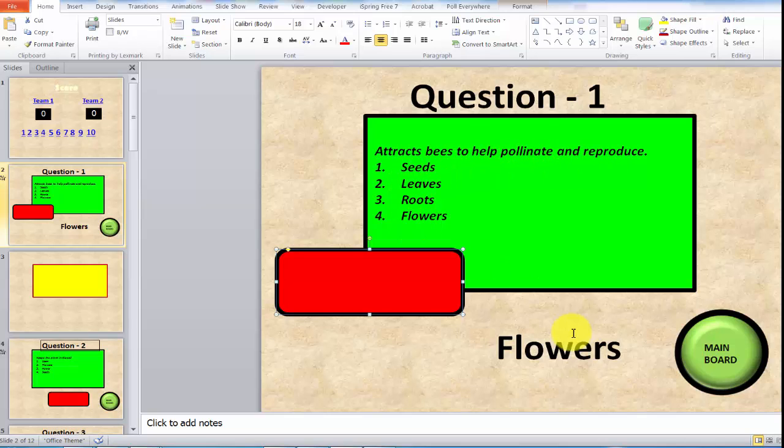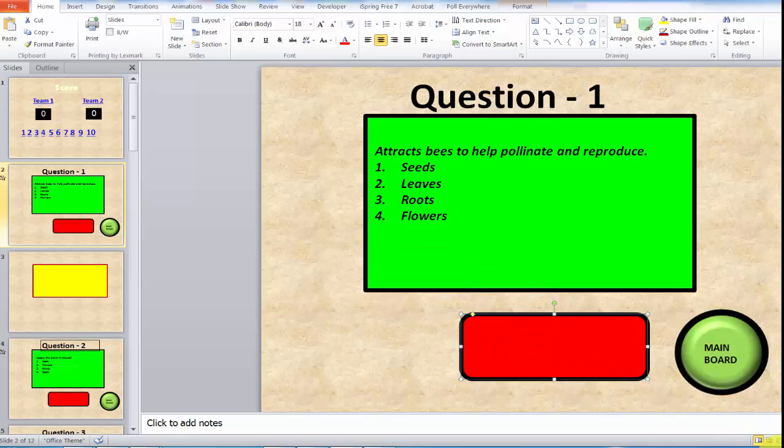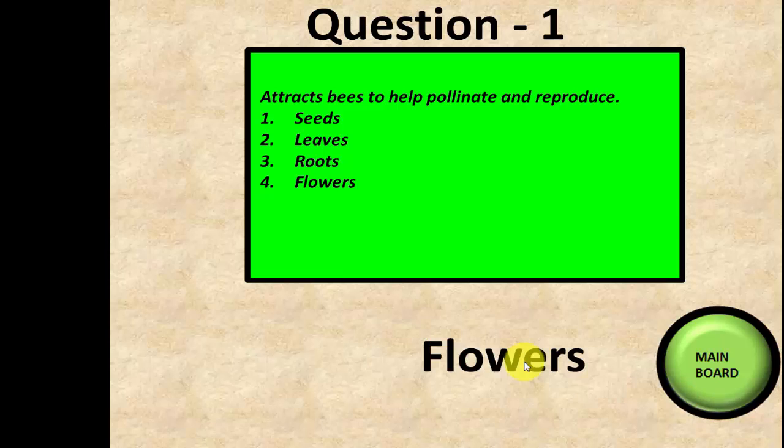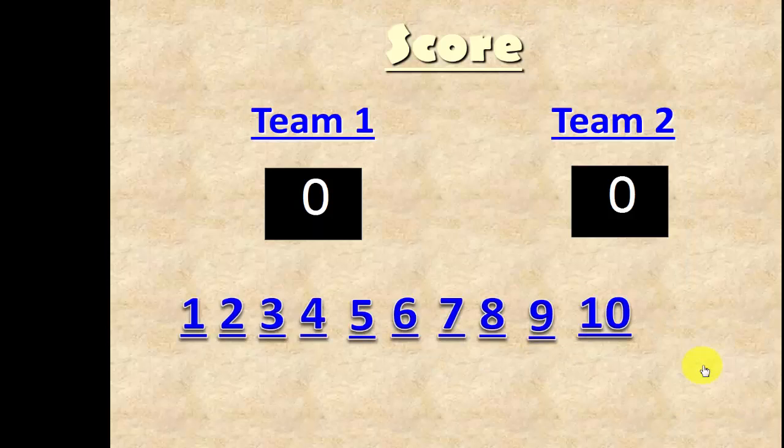Here are 4 answers, and the student hopefully picks the word flower. Now, when I run this, I'm going to go down here and run it just to run this one slide. When we do that, if you click here, it dissolves, and you have the answer. Now, if you click here where it says main board, it's already hyperlinked, so you have to do nothing. Now, if Team 1 got it right, just simply click inside here, and you determine how many points you want.